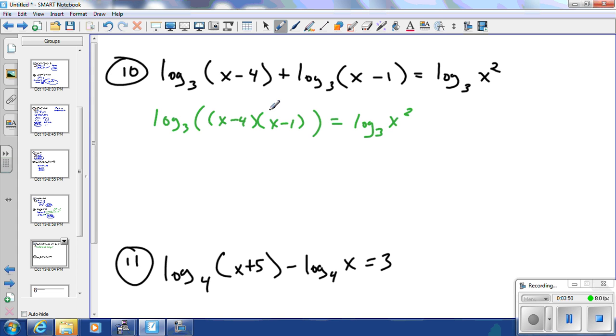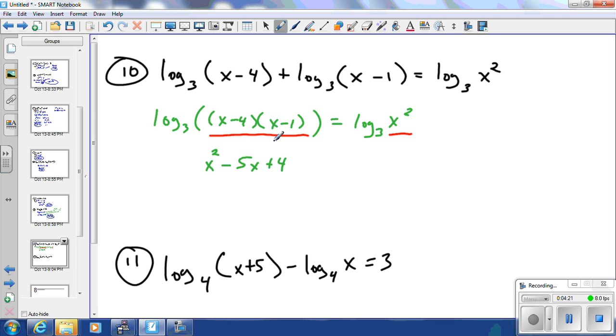So now, since I have the log base 3 of something equals the log base 3 of something, these two somethings that I have, which I'll underline in red, must be equal. So at this point, I can get rid of the logs, and let's work on just the algebra. So x minus 4 times x minus 1 gives me x squared minus 5x plus 4.